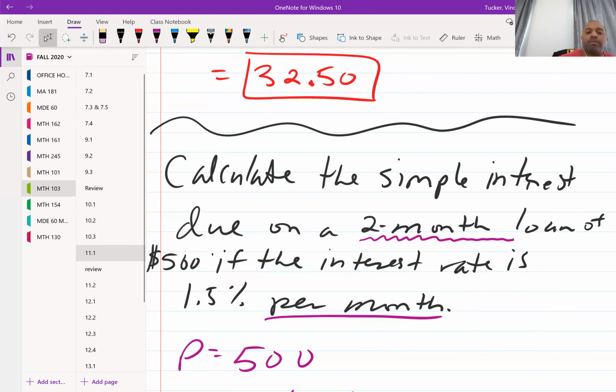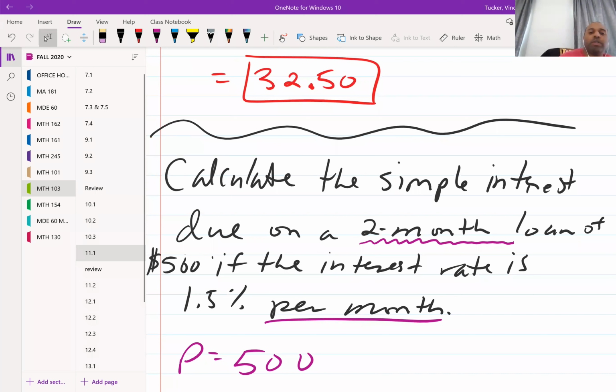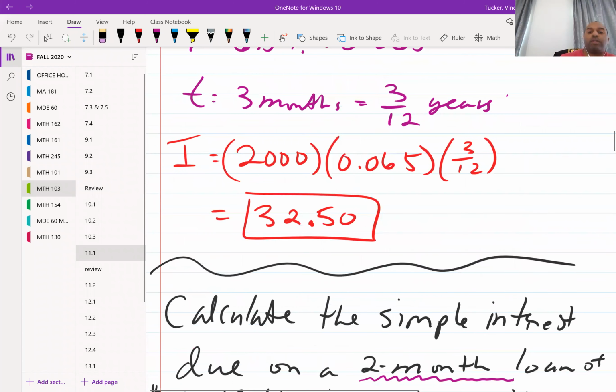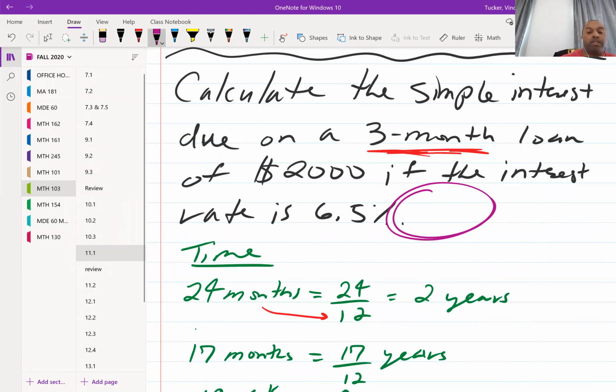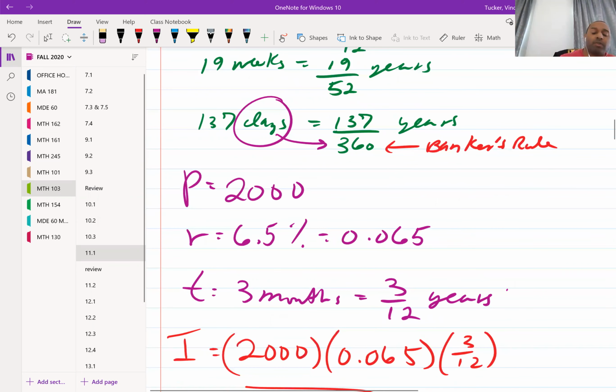All right, so now this one, we're going to calculate simple interest due on a 2-month loan of $500 if the interest rate is 1.5% per month. So here I want us to be careful. You'll very rarely see this one. You may see one of these, but notice that our percentage is per month. Now before it was APR, in other words, annual percentage rate. And if you don't see anything back there, they assume you know that you're dealing with your annual percentage. And some of them will say annual percentage. But this one is per month.